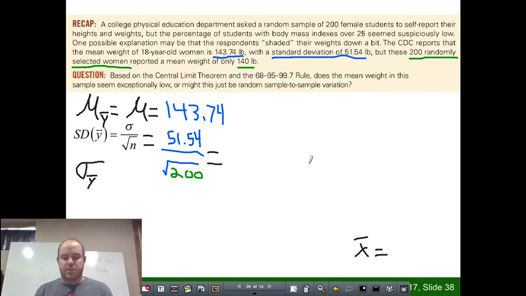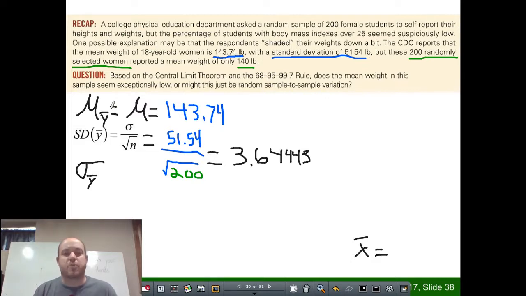Well, I'll give you a second to try to plug it into your calculator. 51.54 divided by the square root of 200. Once we plug that all in, you should be getting 3.64443. So hopefully that is what you guys got in your calculators as well. And once we have those two numbers, the mean and standard deviation, really at that point, we're ready to answer this question. So is the 140 abnormal?